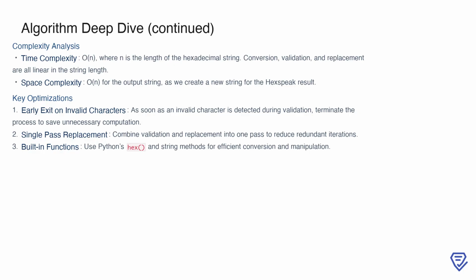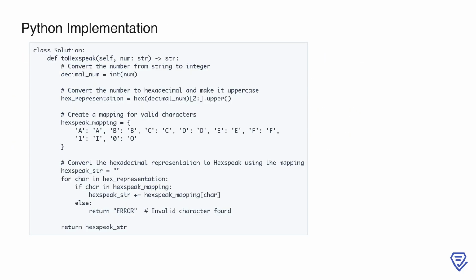Lastly, leveraging Python's built-in functions, such as hex, for conversion and string methods for transformation, ensures the solution is both efficient and concise. These optimizations make the algorithm robust and well-suited for handling a wide range of inputs, including edge cases and large numbers. This solution implements the problem Hexspeak by converting a given decimal number into its hexadecimal representation and validating it against the Hexspeak criteria.